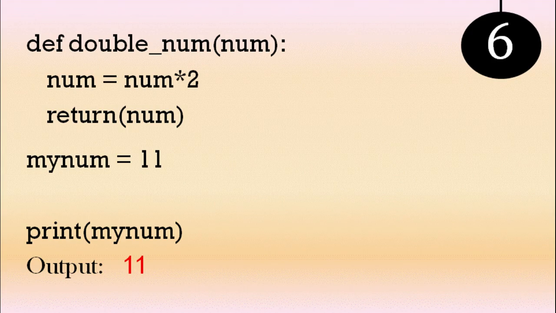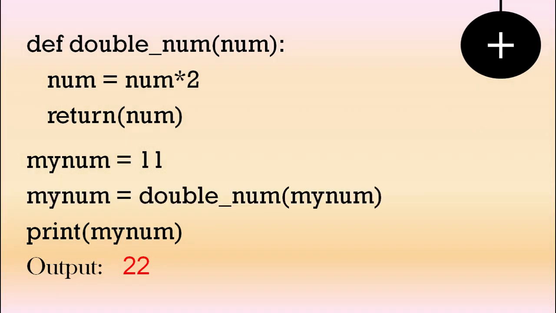Finally, we need to call the function. So we use the name double num. In brackets, what we're sending, my num, and in this case, the answer that's returned is going to go back into my num. So my number equals 11 before the function. We send it to the function, and when it comes back, it now equals 22. So we print it, we'll have the correct answer.